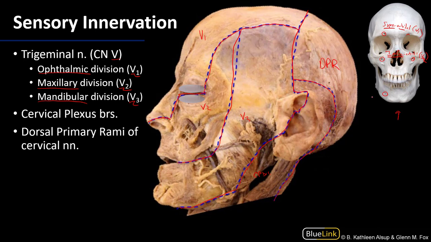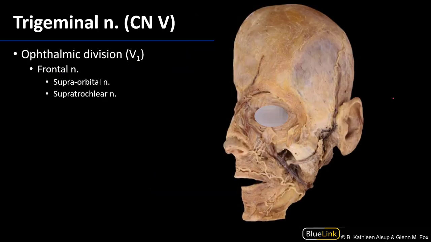And then finally down here, we have the mental foramina. These are flanking the mental, or the chin, region. Those mental foramina are for the terminal branches of V3, as we'll see. So let's keep those in mind also as we move through here.